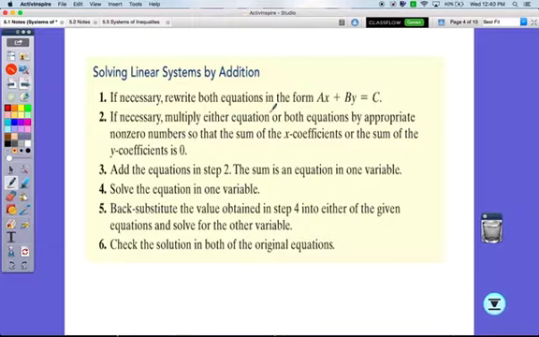All right. Elimination or addition, as this book talks about, is you want to rewrite both equations where they have the x, the y, and the number. If necessary, multiply either equation or both equations by non-zero numbers so that the sum of the x coefficients or the sum of the y coefficients is 0. We're trying to eliminate one of the variables. We'll solve the equation in one variable and then again back substitute and check.